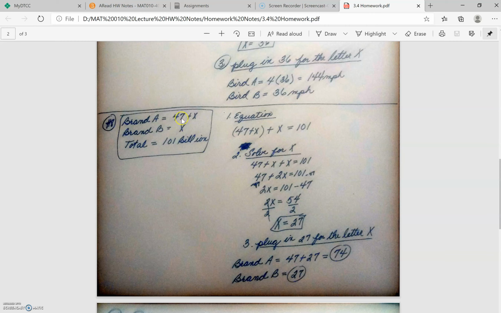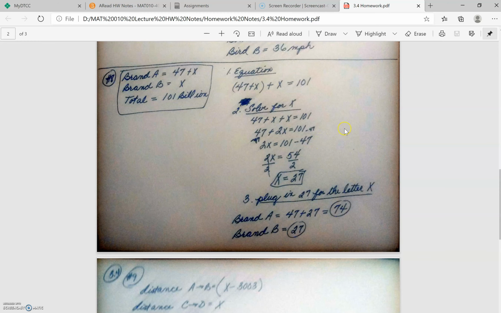You just need to read: brand A is 47 more than B. And it doesn't say anything about B, so B is just the unknown variable x. So the equation, we write it out, and probably I wrote 47 plus x, but you could also write it as x plus 47. So the equation here is just saying that when we have brand A and B, they total 101 billion. So our equation, we write it out. We have 47 plus x equals 101. Then we're going to solve for it.